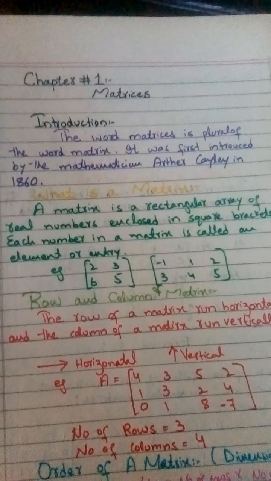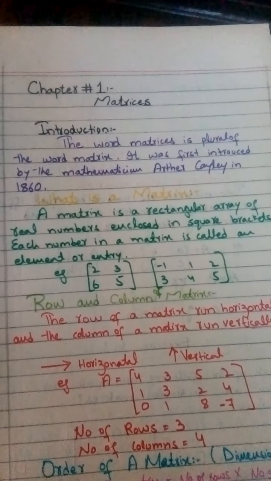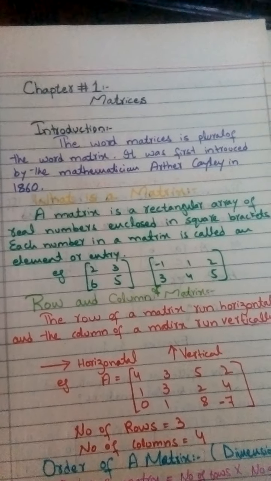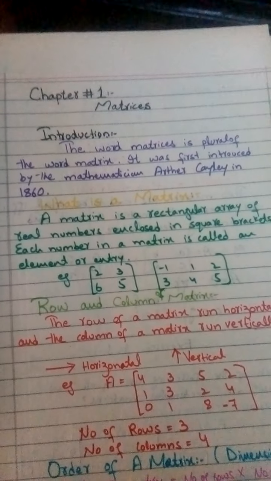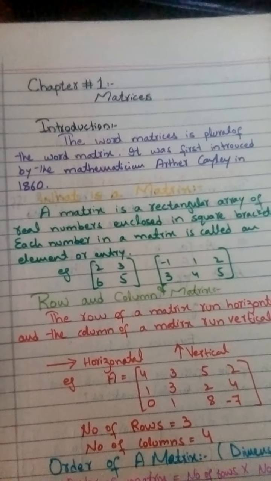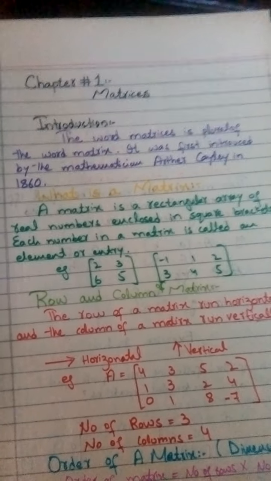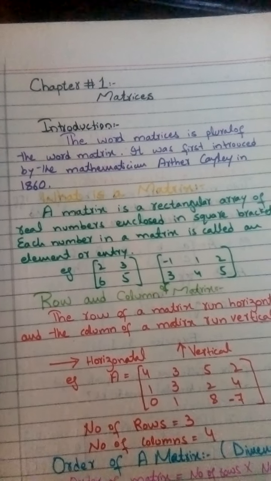What is a matrix? The word matrices is the plural of the word matrix. It was first introduced by the mathematician Arthur Cayley in 1860. So, the man who first introduced the matrix is a mathematician called Arthur Cayley, and the era is 1860.